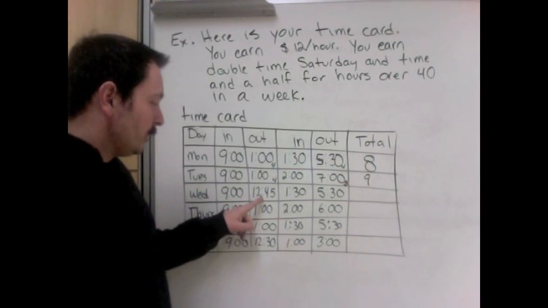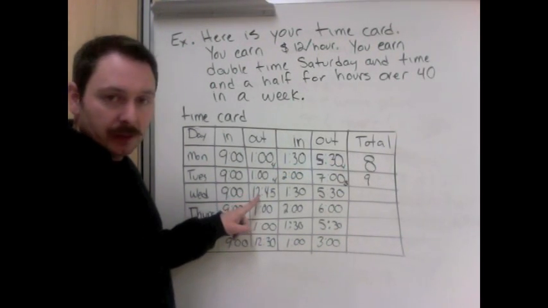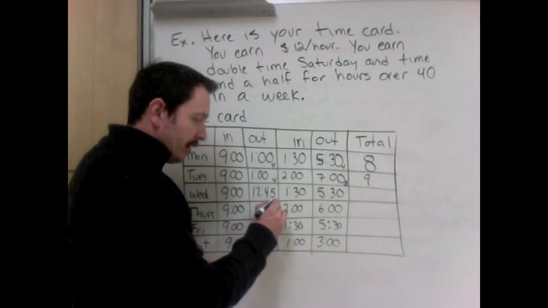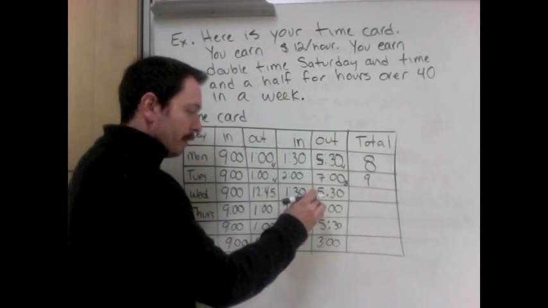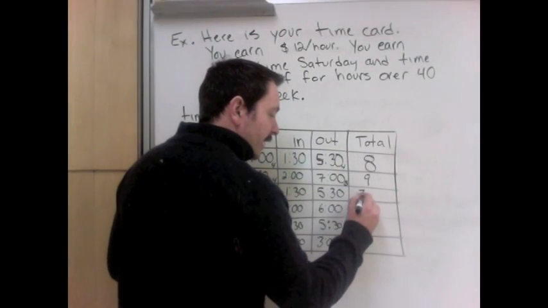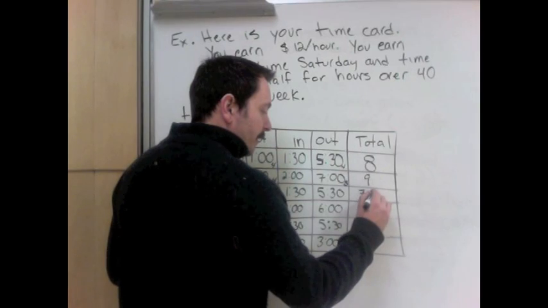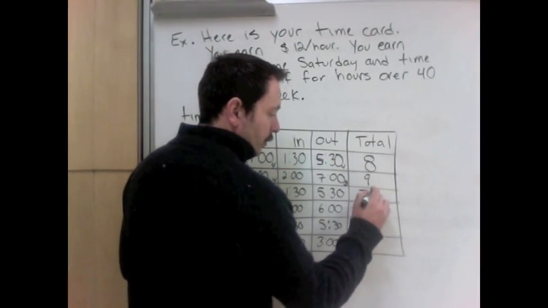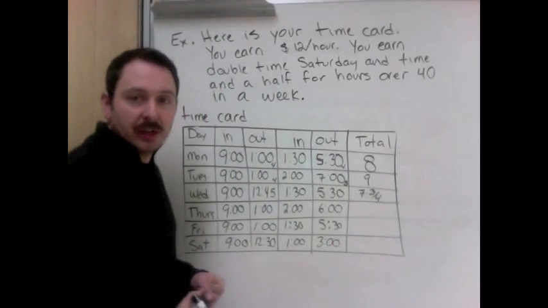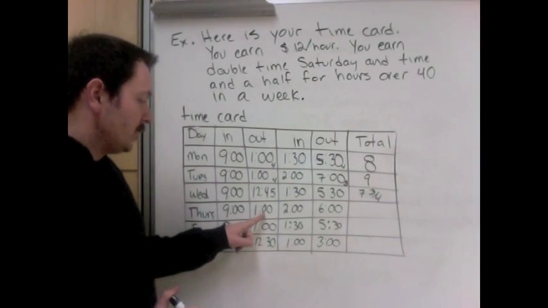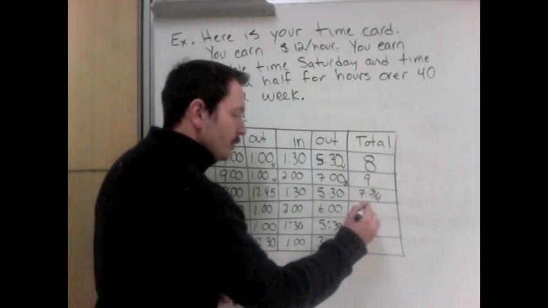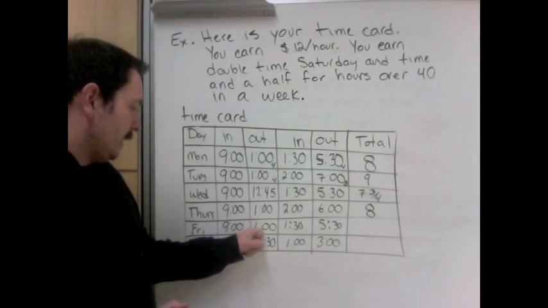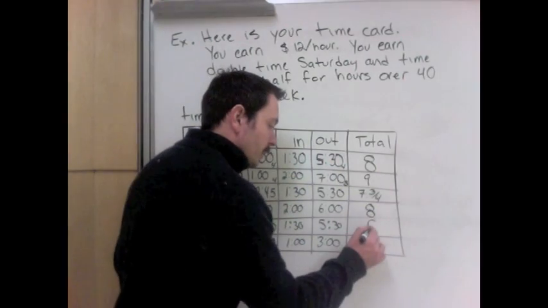Wednesday, 9 to 12:45. Well, 9 to 12 is 3 hours, and you worked 45 more minutes. So there's 3 hours and 45 minutes. And then you worked 4 hours, so you worked 7 hours and 45 minutes, which is, 45 minutes is 3/4 of an hour. 9 to 1 is 4 hours, as we've seen. 2 to 6 is 4 hours, so we worked 8 hours. 9 to 1 is 4 hours. 1:30 to 5:30 is 4 hours, so we worked 8 hours.